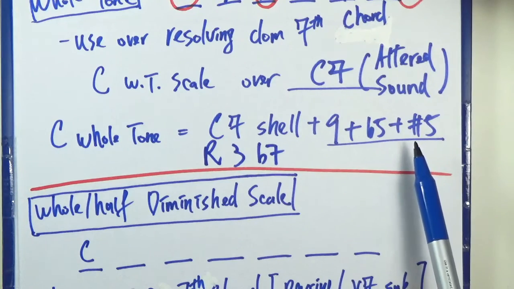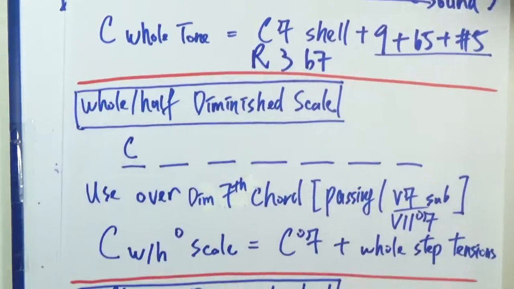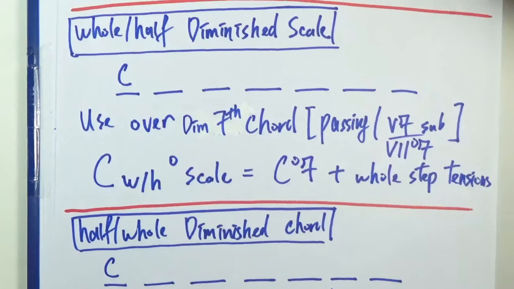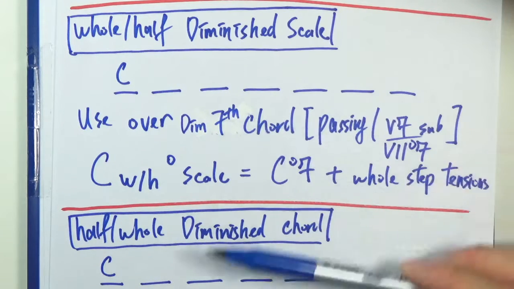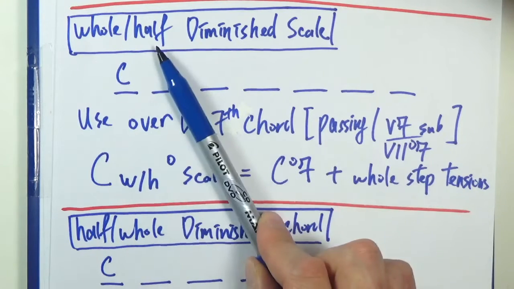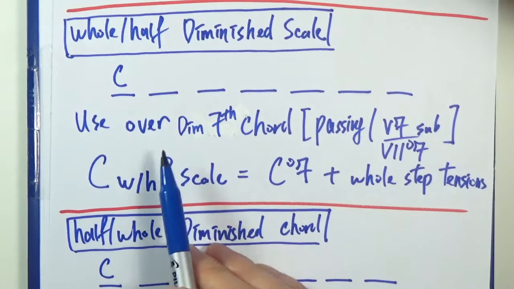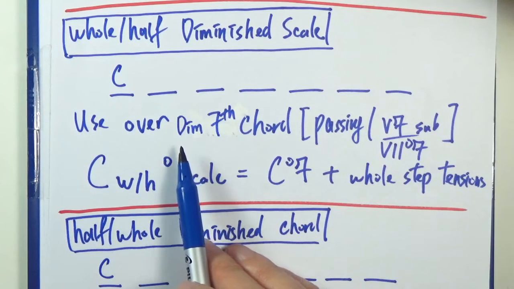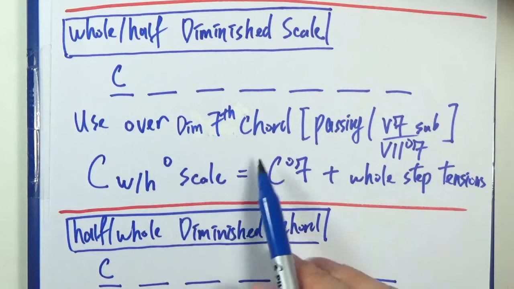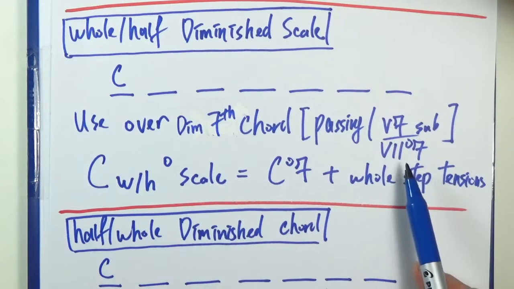All right, cool. Next one, whole half diminished scale. So it gets pretty confusing, so make sure it's a whole half right now that you're dealing with. Whole half diminished scale, we can use it over any type of diminished 7 chord, whether that's a passing chord or a diminished 7 chord.